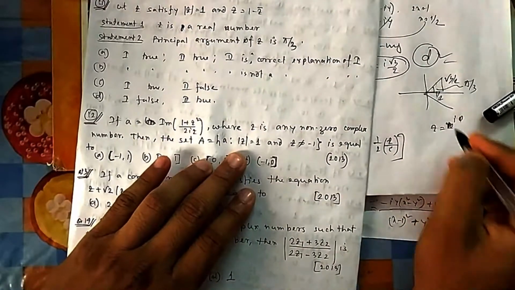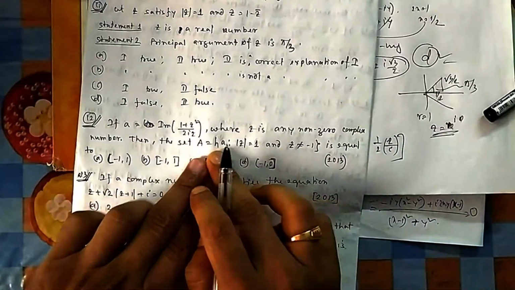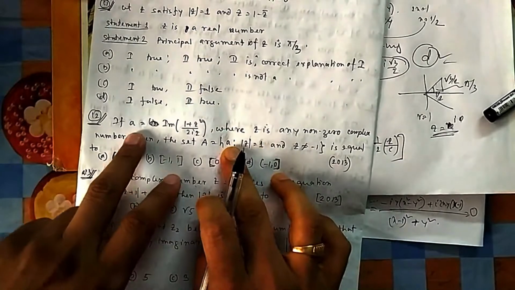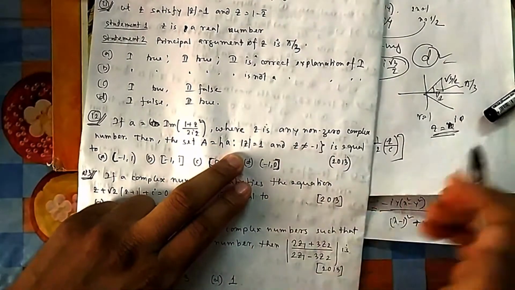The R is not, it will be 1. So it will be just Z is equal to, because R is 1. You can see this one, the set of A which satisfies this set, where A should come and all A such that mod Z should be 1 and Z is not equal to minus 1 they have given.